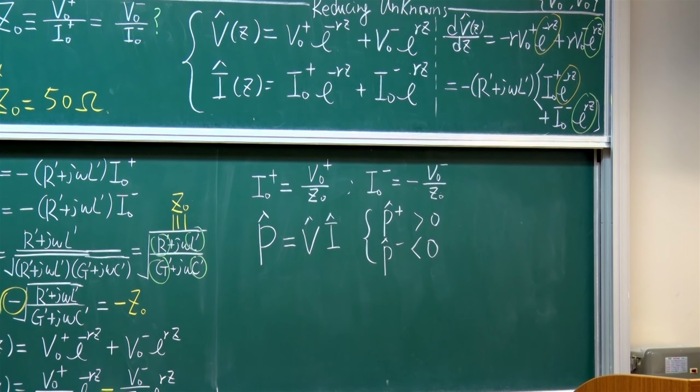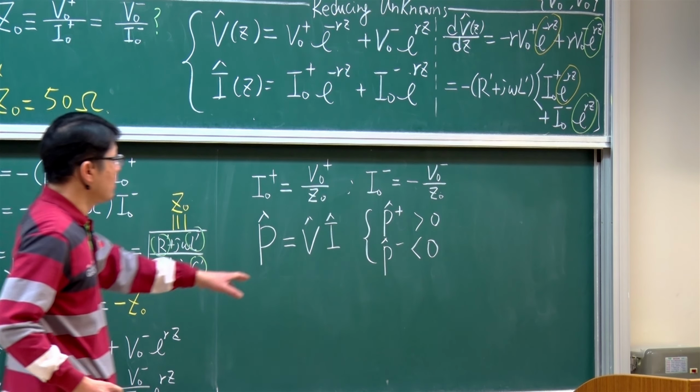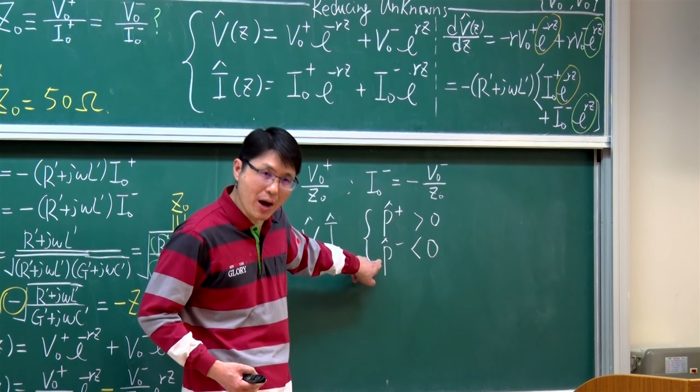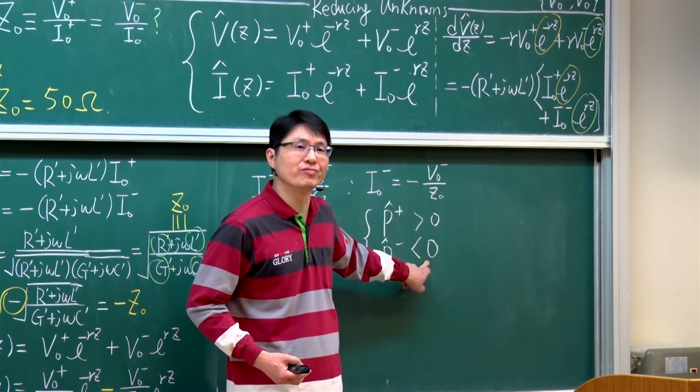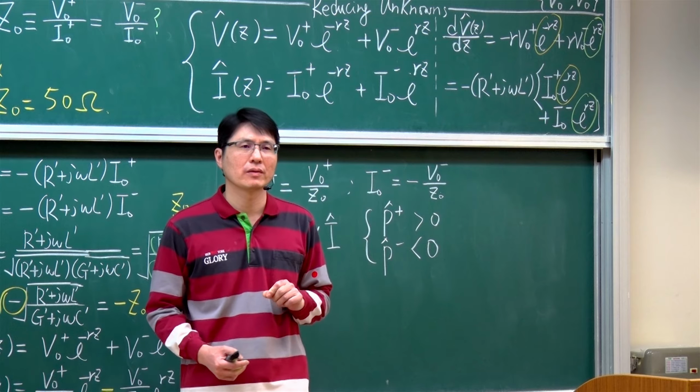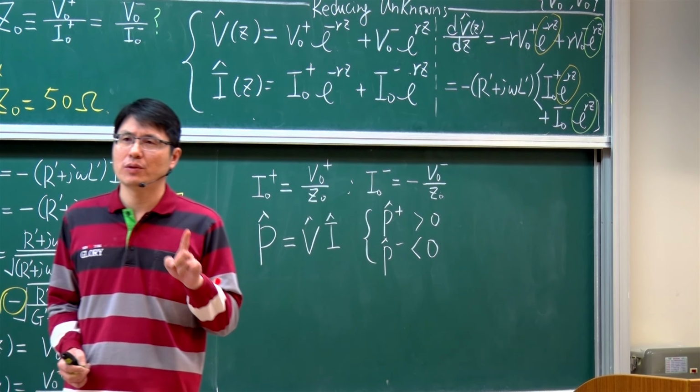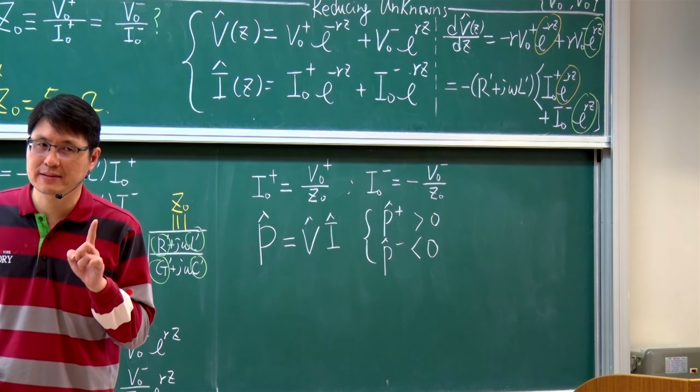So under this definition, the negative propagating current amplitude is 180 degrees out of phase with the voltage amplitude. And therefore, its associated power is negative. So you have to think, does that make sense?